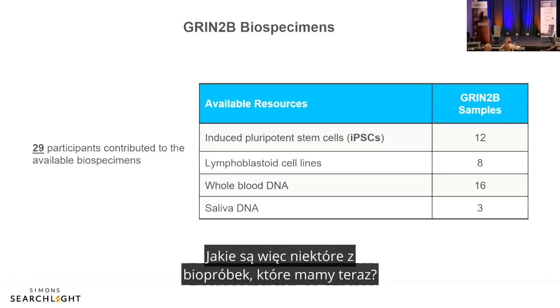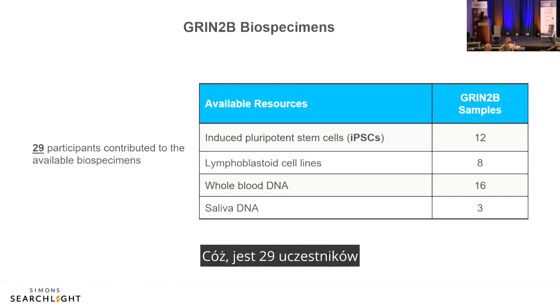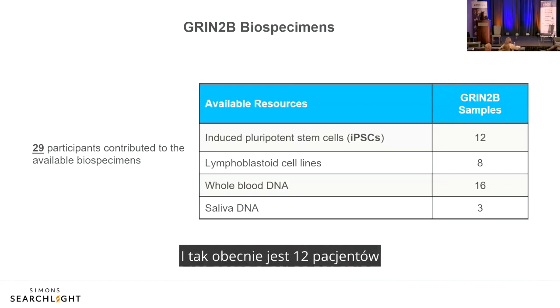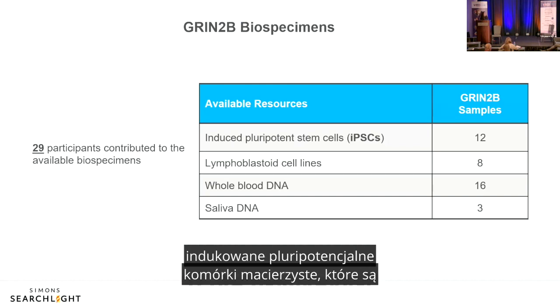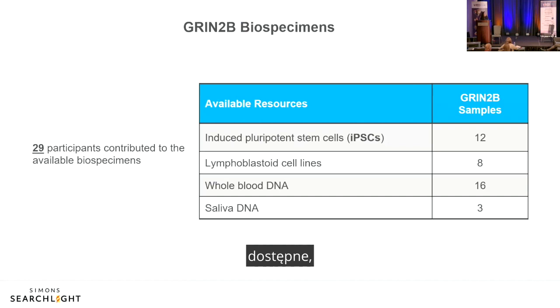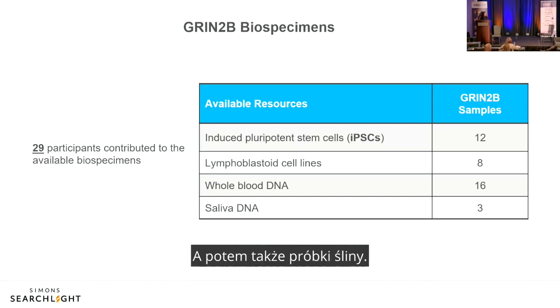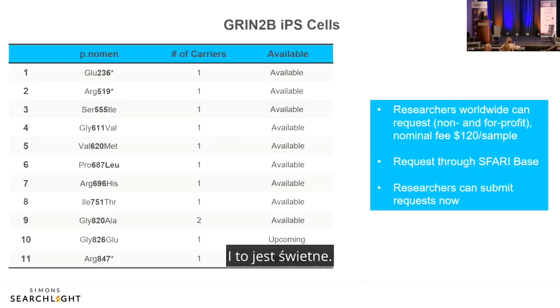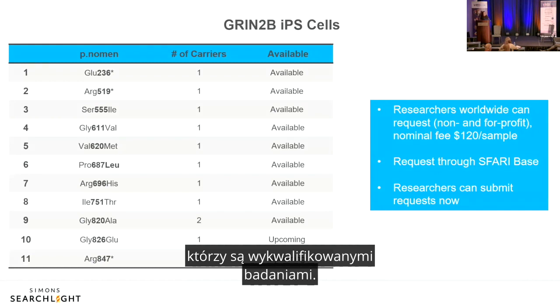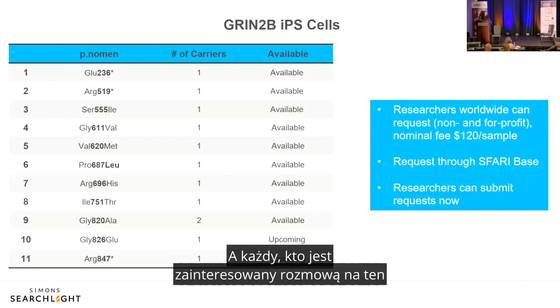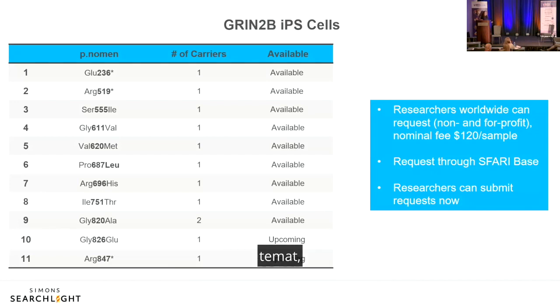So what are some of the biospecimens we have now? Well, there are 29 participants who have participated in the biospecimen collection. There are currently 12 patient-derived induced pluripotent stem cells that are available. We have 8 cell lines, 16 whole blood DNA sets, and then some saliva samples as well. These are readily available for qualified researchers. They're very nominal fees, really mostly for shipping. And anybody who's interested in talking about this, I'm happy to.